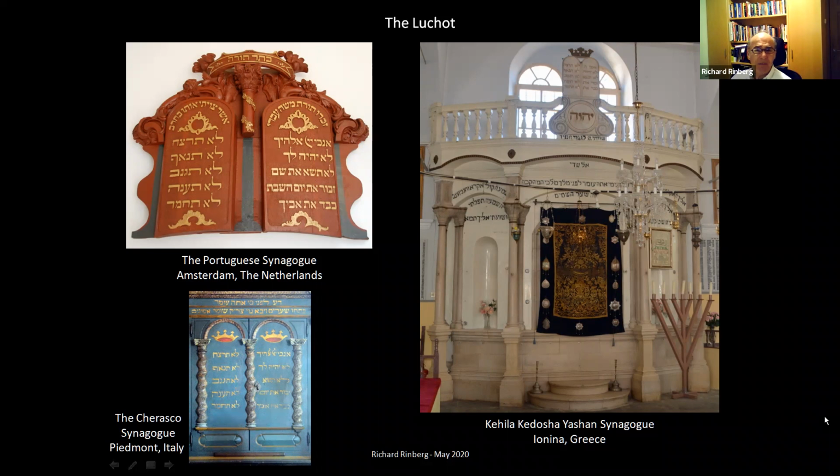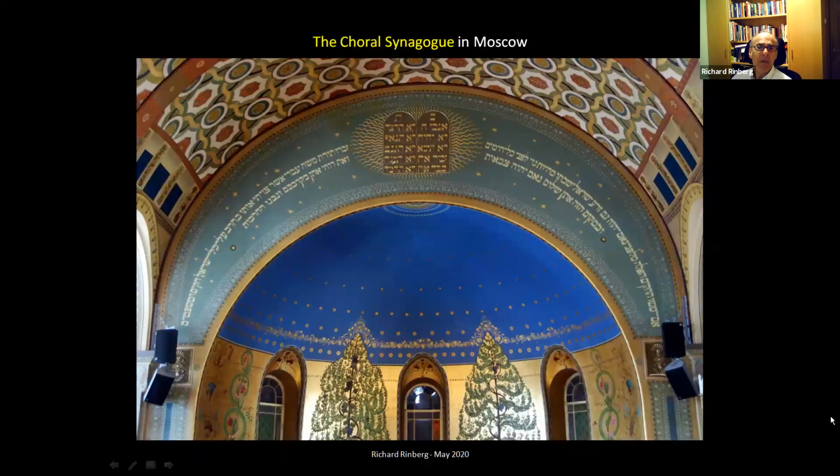But where did they come from, and has it always been like this? So this is also in Moscow, the Choral Synagogue. Again, same sort of imagery wherever you go.